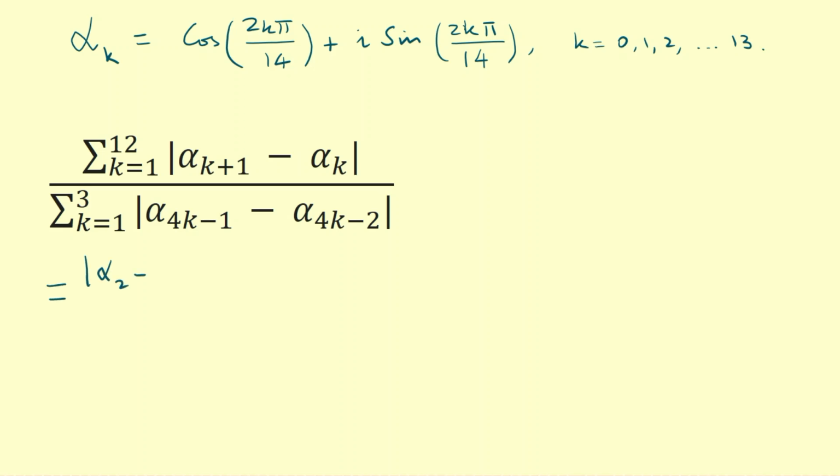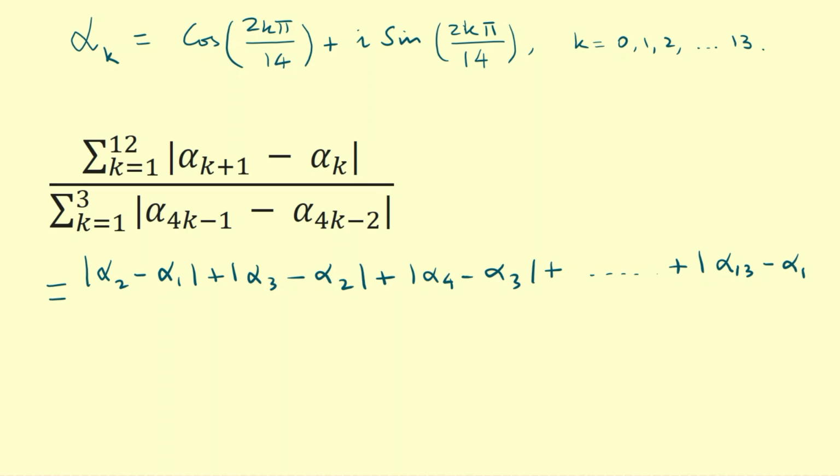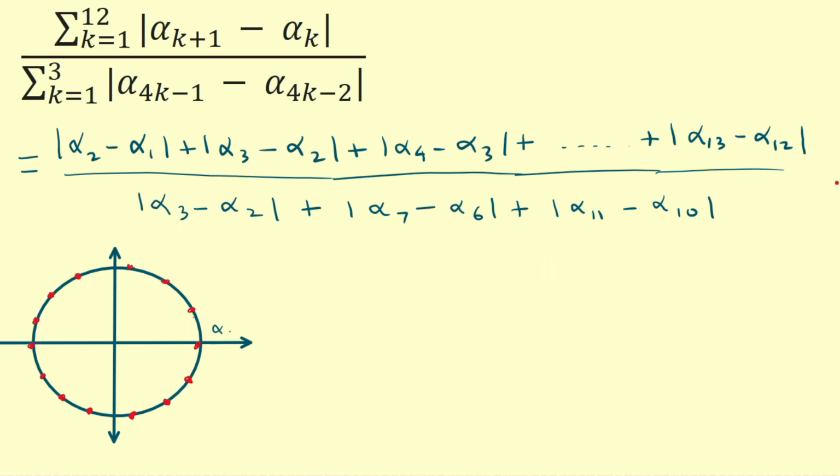In the numerator we have got 12 terms since k can go from 1 to 12, and in the denominator we have 3 terms as k goes from 1 to 3. So if you write the values of k and write the expression separately, we can see that they are all distances between consecutive roots of unity. So we've got 12 terms in the numerator and we've got 3 terms in the denominator.